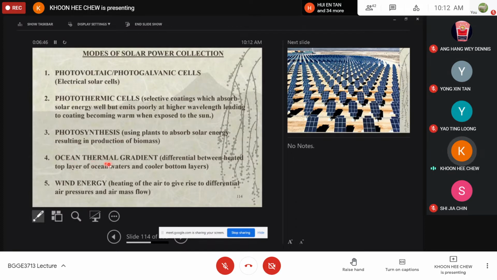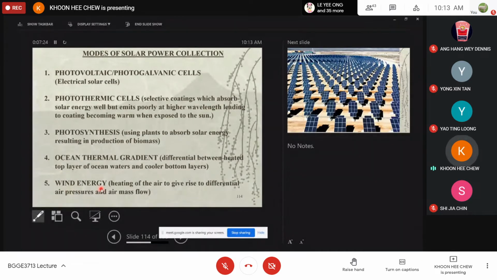And then ocean thermal gradients, the difference between the heated top layer of ocean water and the cooler bottom layers. There is a difference in temperature, causing a tide, a wave. And this one we can use, the ocean thermal gradient. The difference of the ocean temperature, we can use it to collect the solar energy. And wind energy also, we mentioned just now, heating of the air gives rise to different air pressure and air mass flow. When the atmosphere has a different pressure because of the different temperature, then the wind is generated, and then we harness the wind energy.